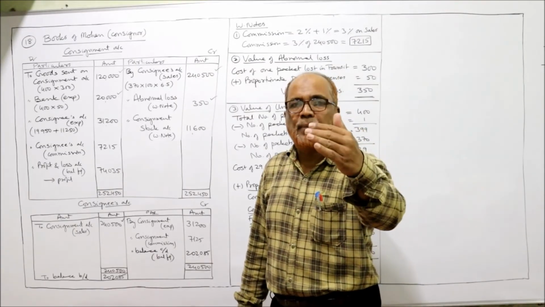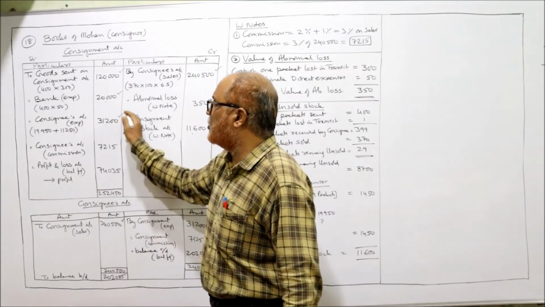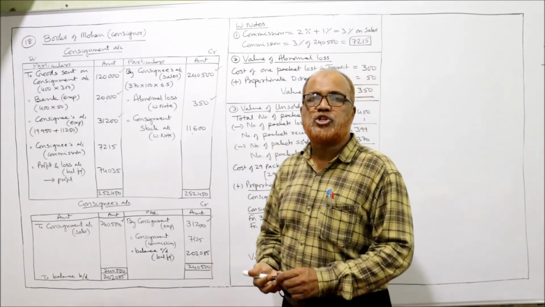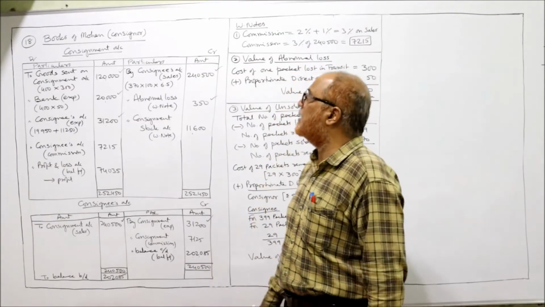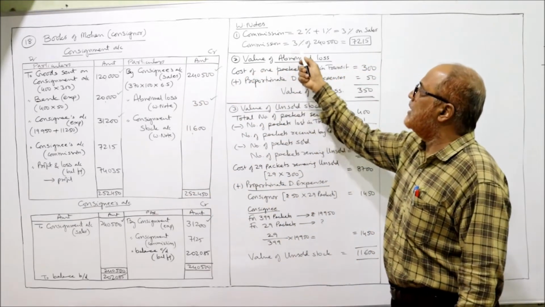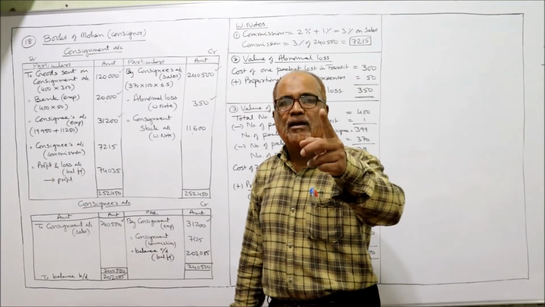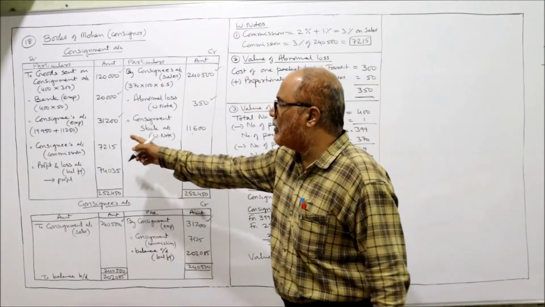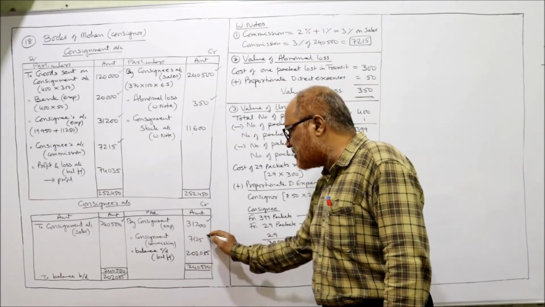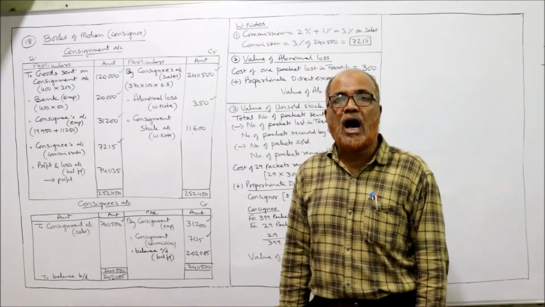So the entry will be consignment account debit to consignee account. Consignment account debit side to consignee expenses 31,200, and consignee account is credited by consignment 31,200. Now commission. It is given 2% normal commission and 1% del credere commission. So total 3% on sales. How much are the sales? 2,40,500. So 3% of 2,40,500 is 7,215. The 7,215 is the commission. The entry will be consignment account debit to consignee account, commission 7,215. Consignee account is credited by consignment 7,215. That's all.